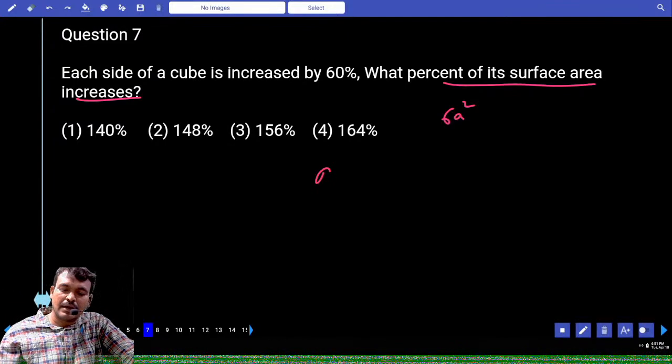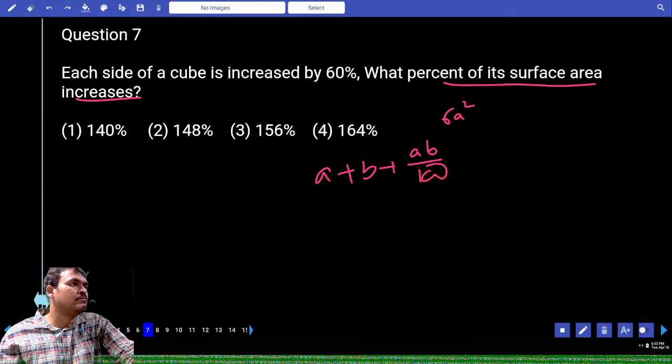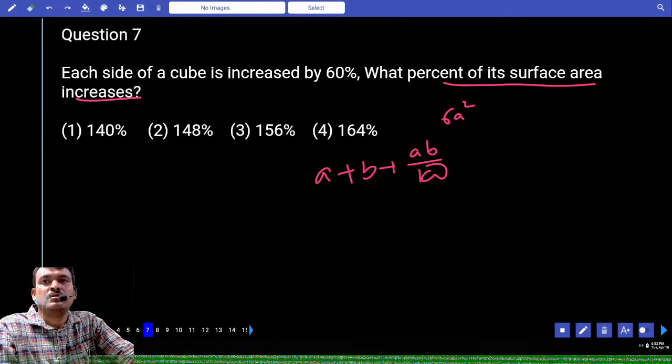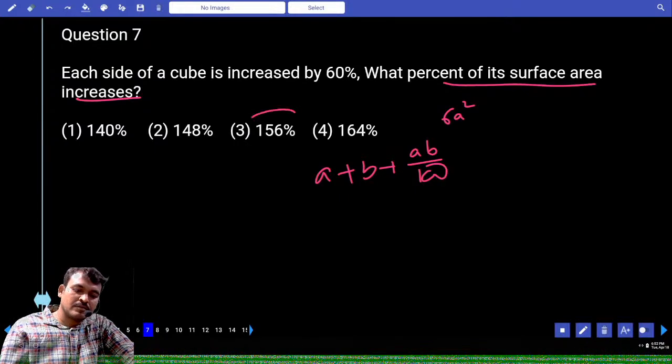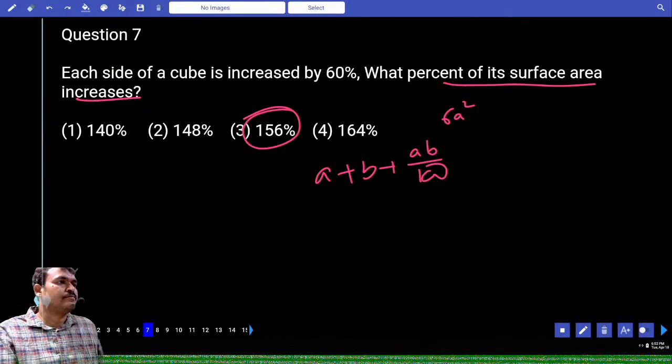Then we apply a plus b plus ab by 100. What is the a value? 60. B value also 60. 60 plus 60, 120. 60 into 60, 3600. By 100 means 36. 120 plus 36, 156.